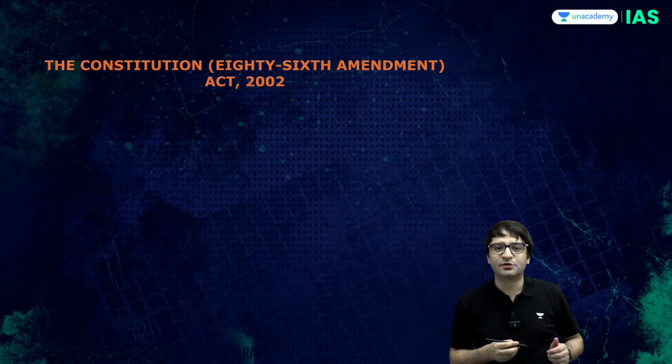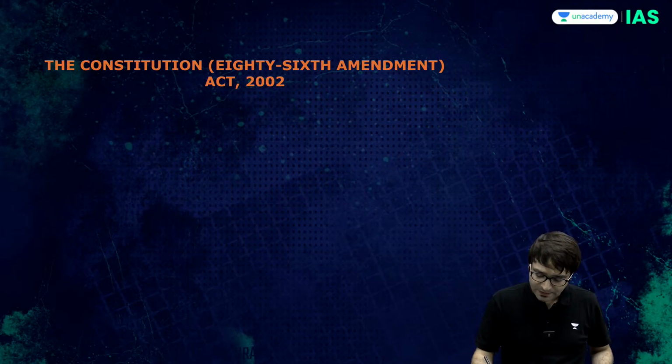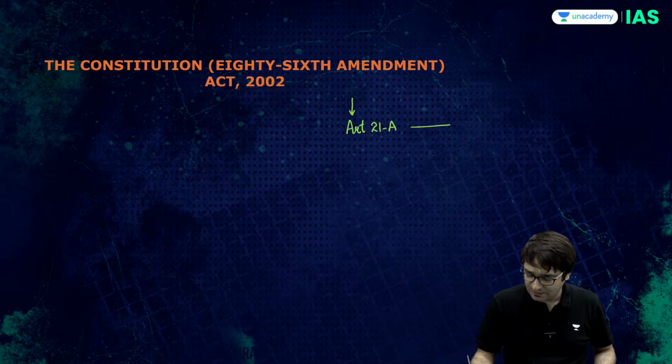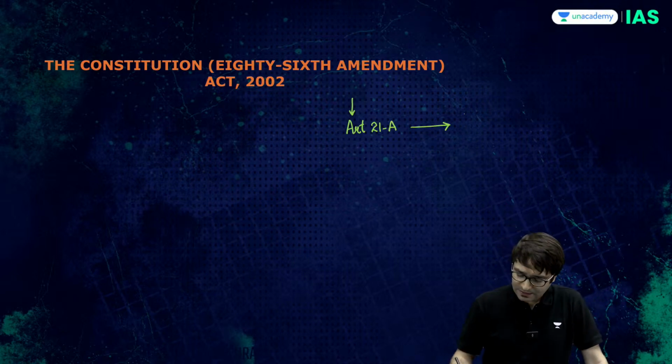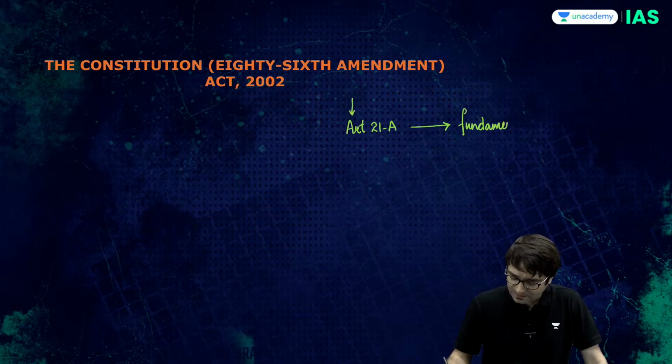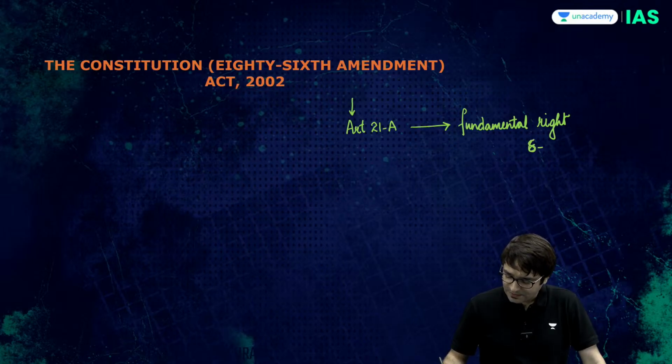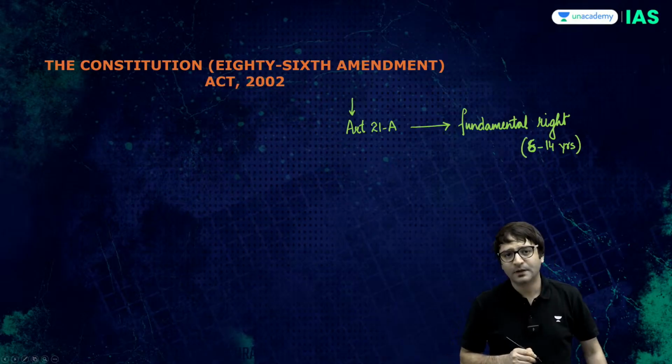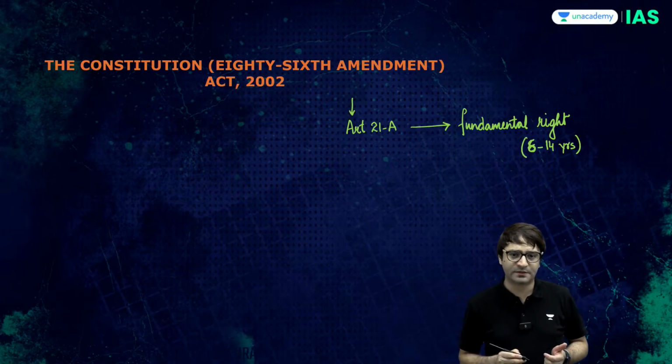The 86th Amendment to the Indian Constitution, 2002, added Article 21A to the Constitution. And it is this which created another fundamental right for all the children belonging to the age group of 6 to 14: the right to education as a fundamental right.